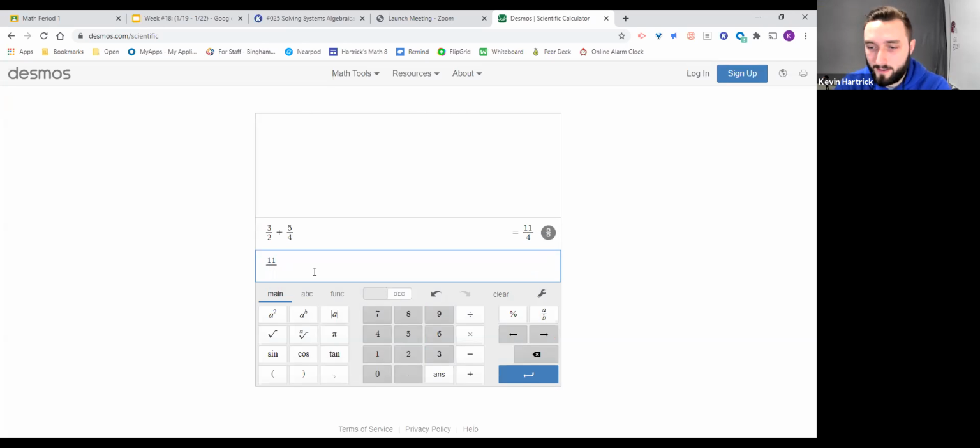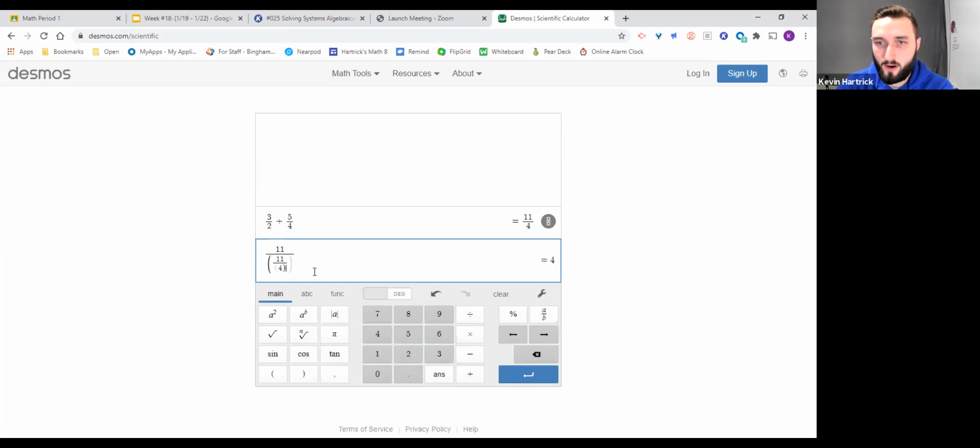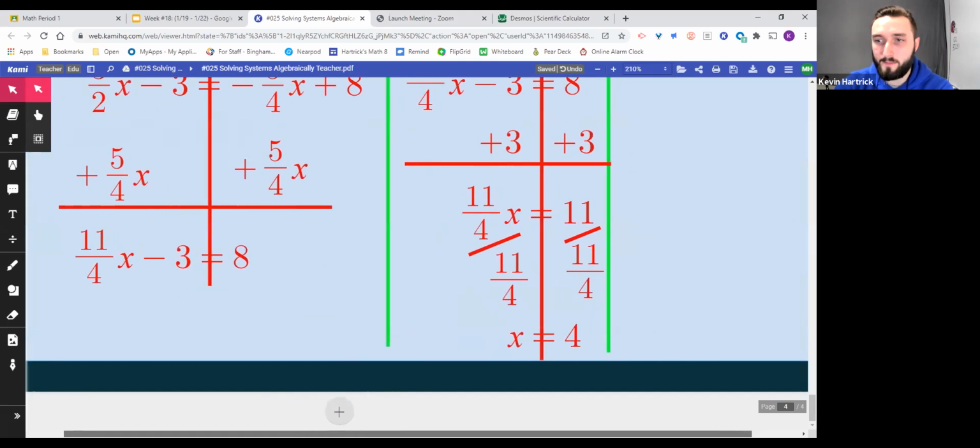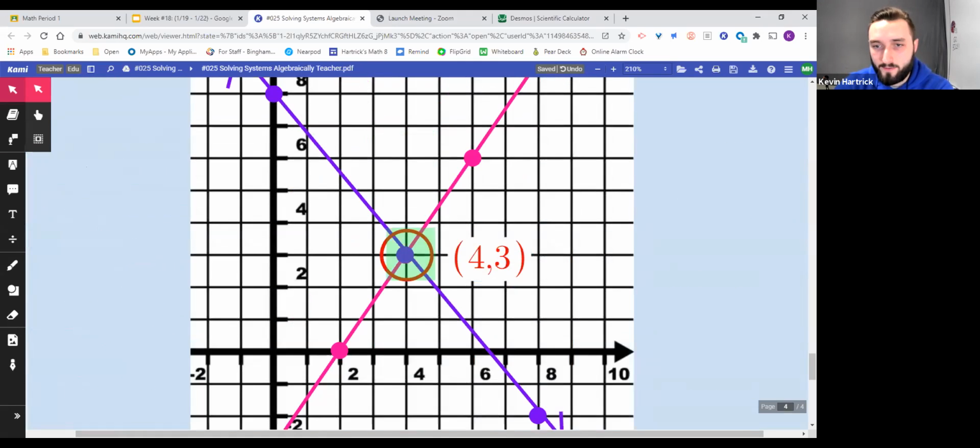So 11 divided by, and I'm going to put 11/4 in parentheses because it is all one number. I need to make sure that it's all contained together, and look at that. I just get a nice 4. Okay, so my x value is 4. What does that mean? That means that if I was going to plot this intersection point, I've just found the x value. But now, what do we need? We need that y value in order to finish out the point.